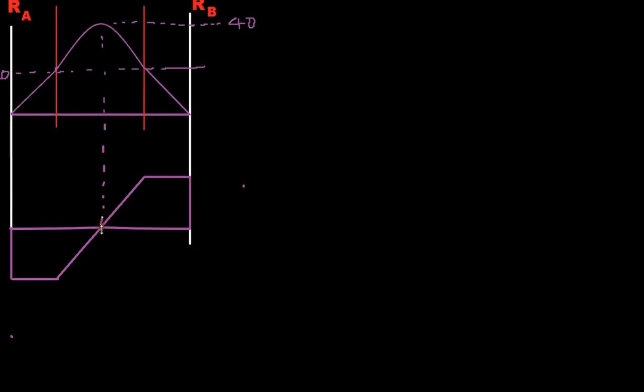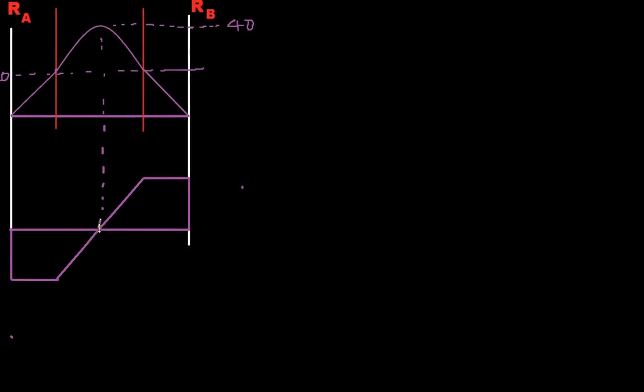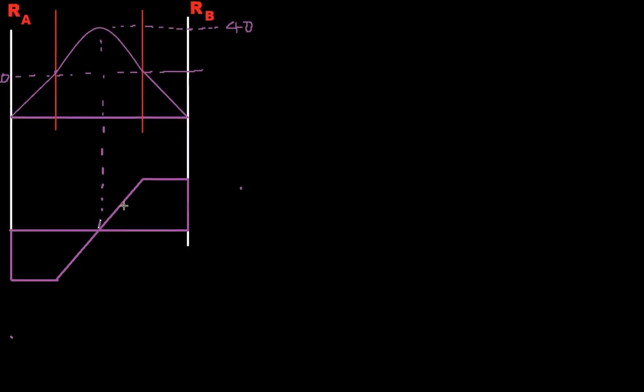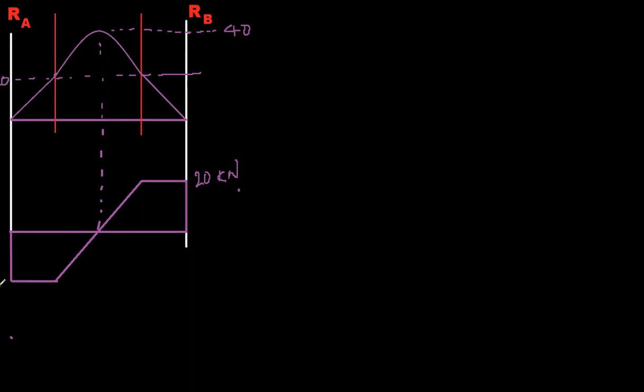You can see that the point of zero shear force and the point of maximum bending moment are the same. That will be the case all the time. When there is a maximum bending moment, the shear force will be zero at that point. So you have 20 here, 20 kilonewton, and this is minus 20.